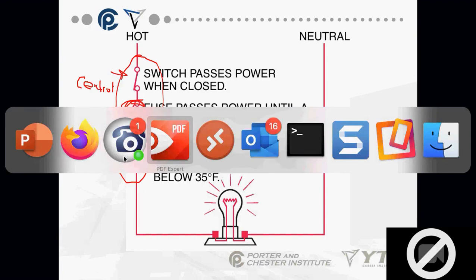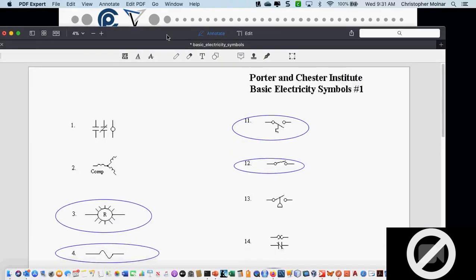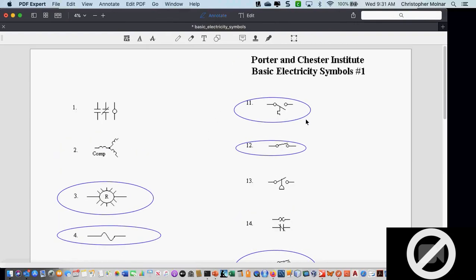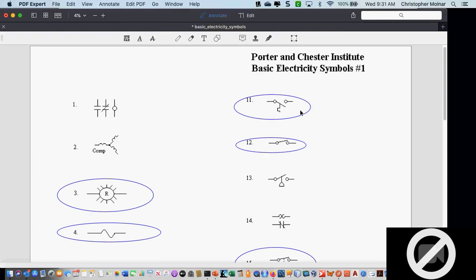Now, having said that, if we go back to our diagram and take a look at the devices that I circled on your symbol sheet, number 11, is it an operating control or a safety control? Yeah, it's a thermostat. It's going to turn something on or off based on temperature. It's an operating control in this case. Could it also be a safety control? Yes.